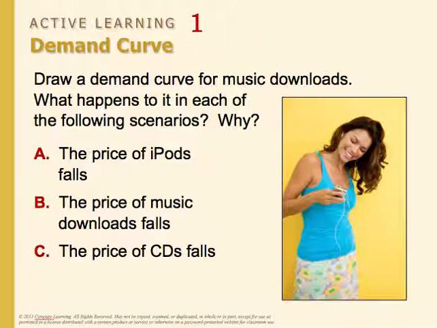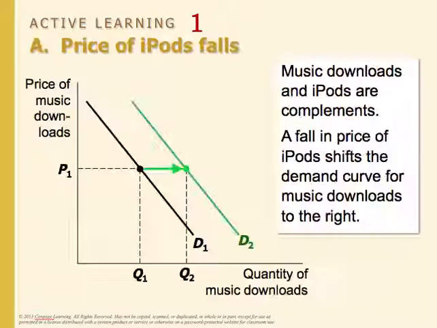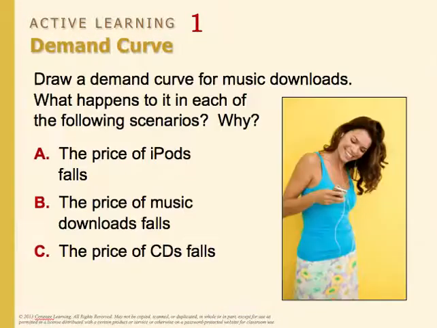So the first thing that you have to do is draw a demand curve for music downloads. We do it. The next slide is a downward sloping curve with the price of music downloads on the vertical axis and quantity of music downloads on the horizontal axis. So D1 is our demand curve, demand for music downloads.